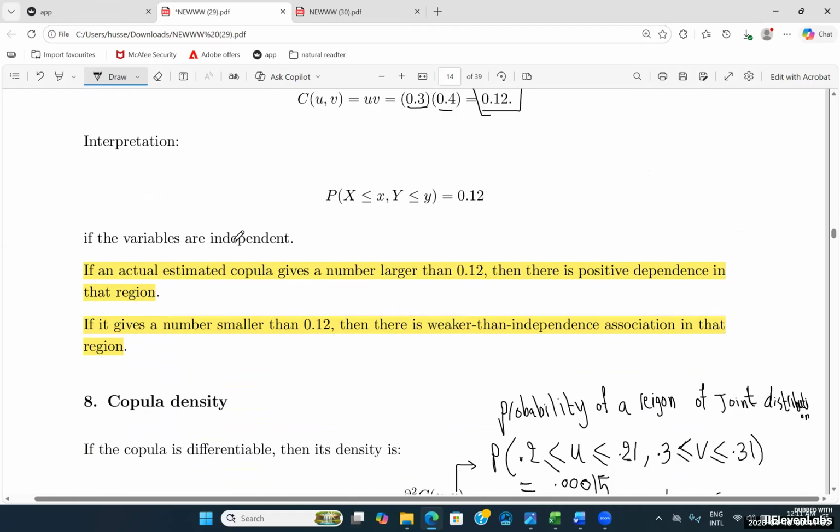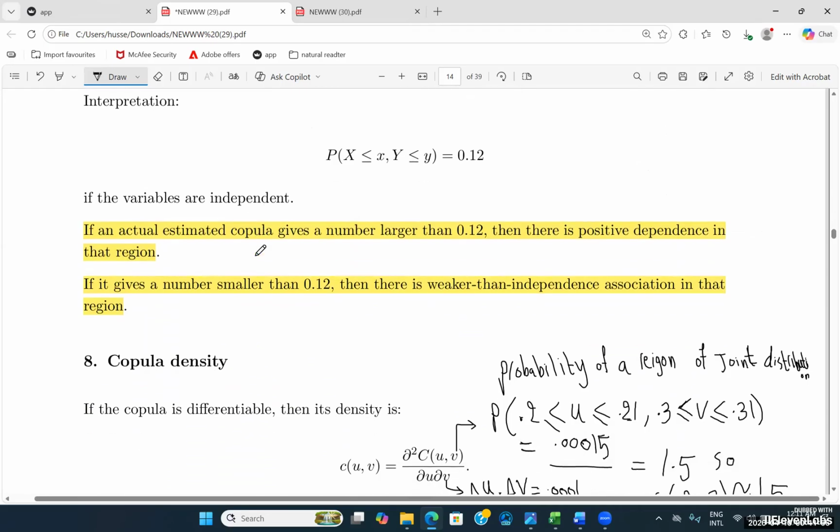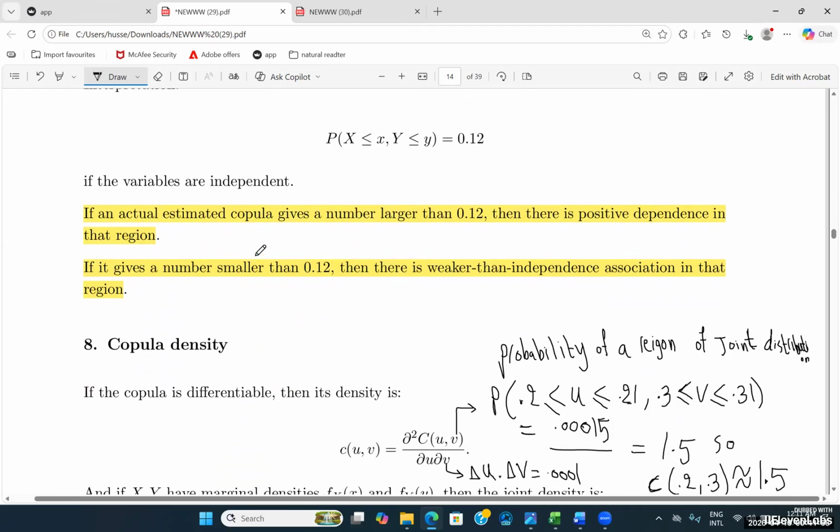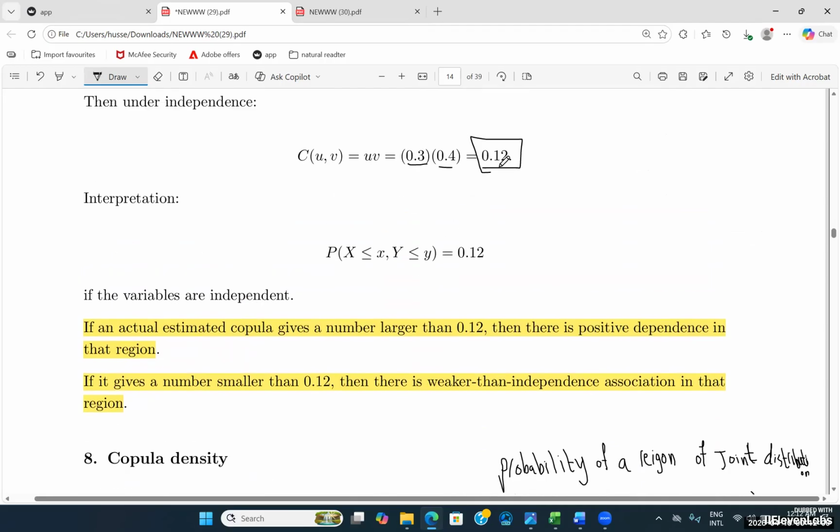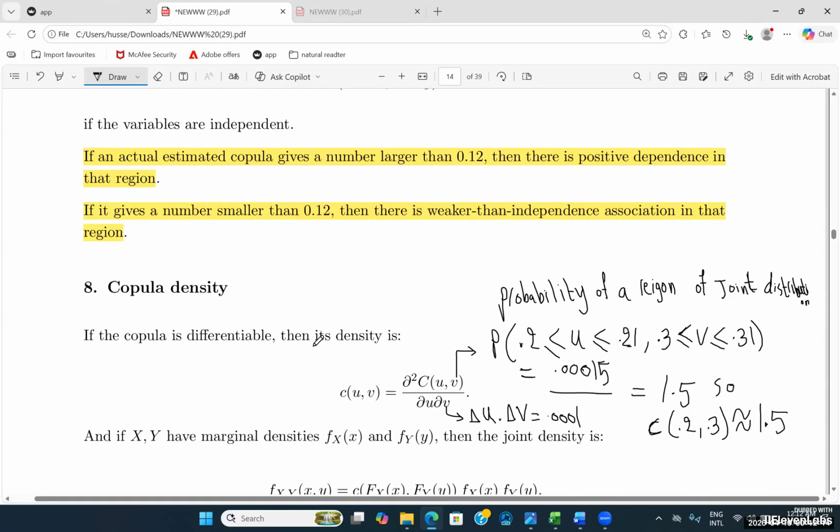If the variables are independent, and you find that the estimated copula dependence value is significantly higher than this reference number, it signifies that we are observing a strong positive dependence. However, if the copula provides a numerical outcome that is notably smaller than 0.12, this would indicate that the association within that particular region is considerably weaker than what would be expected if they were independent.